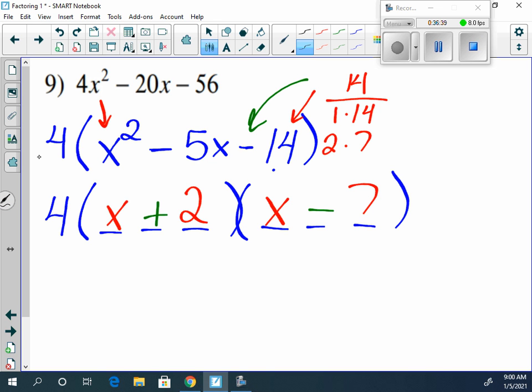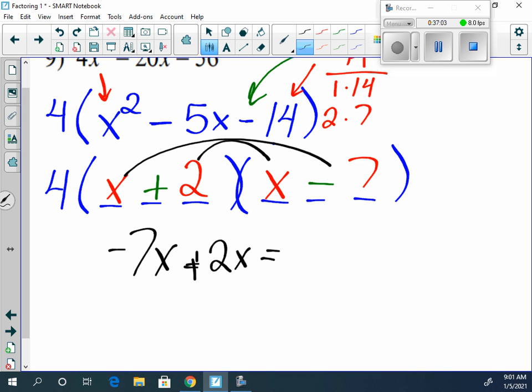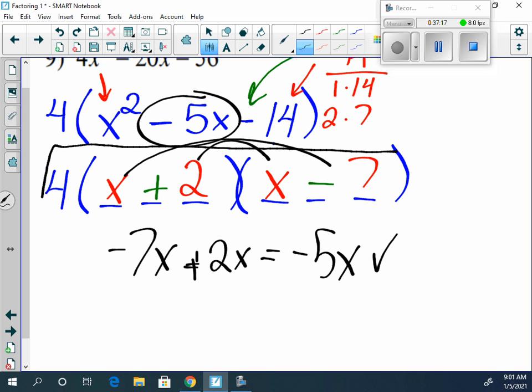And I agree with this here because we know the middle term is what? Negative. So we're trying to make the bigger number negative because here we need it to turn out negative. So we'll do x times negative 7, which would be negative 7x. Positive 2 times x would be plus 2x. And negative 7x plus 2x would be negative 5x, which is what we wanted, because again, here we wanted our middle term to be negative 5x. So this here is our answer.